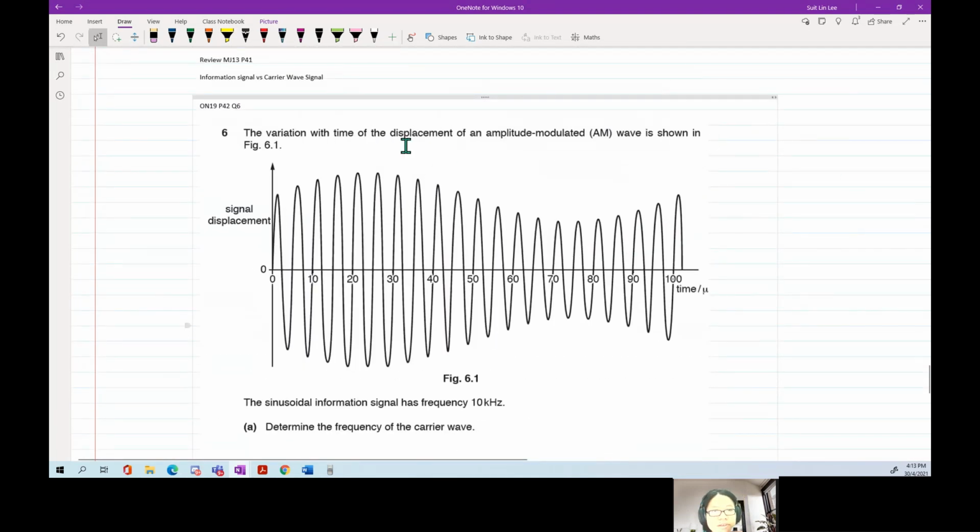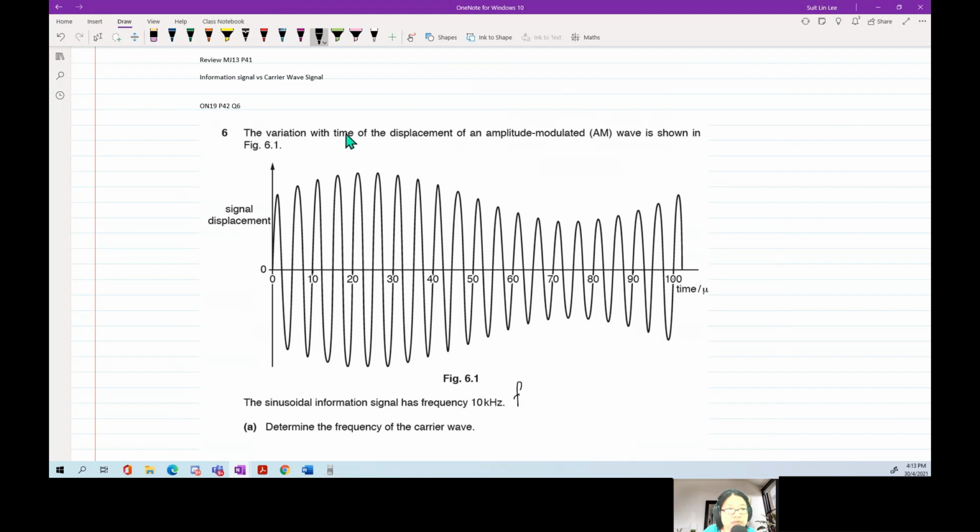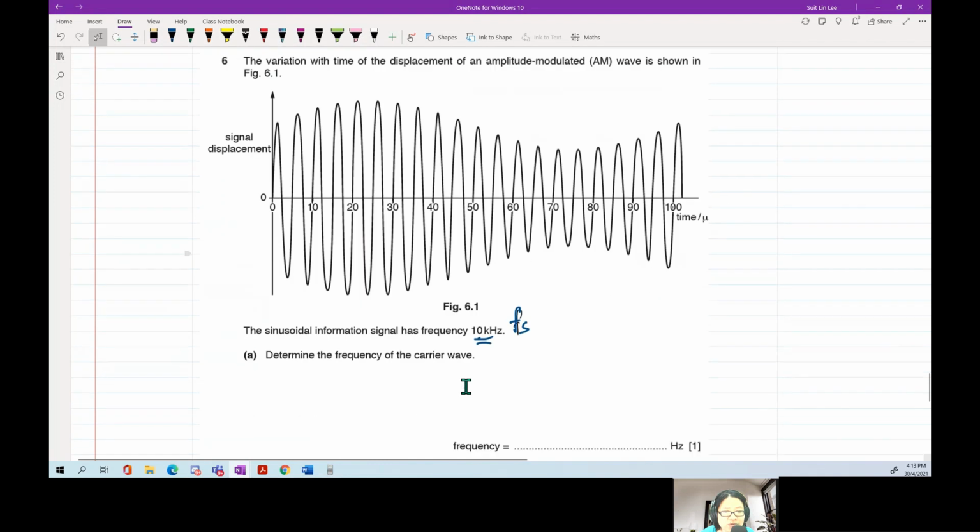So this is not FM, this is AM modulation. You can see the amplitude decreases. The sinusoidal information signal has a frequency of 10 kilohertz. So this is FS. Let me change pen. This is FS. Miss, what is FC? You want to find FC, can. In fact, they ask you to find the frequency of the carrier wave, FC. They're not the same thing. Let me explain now.